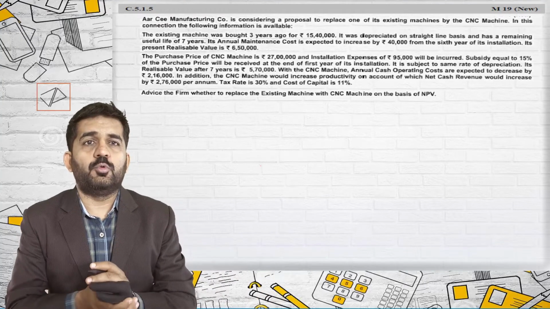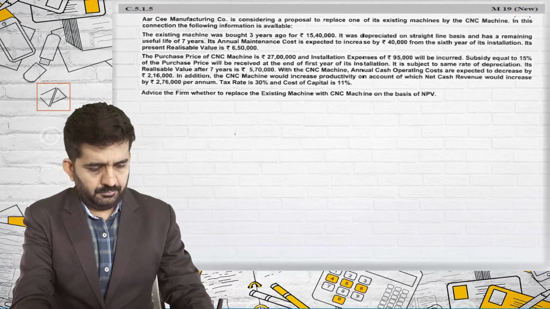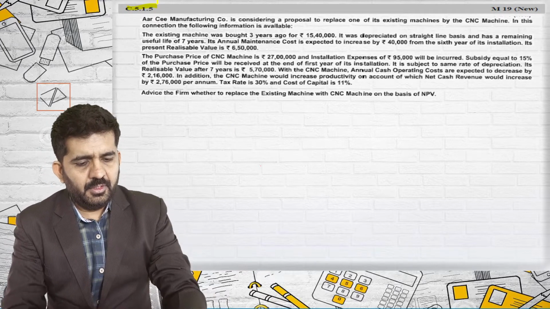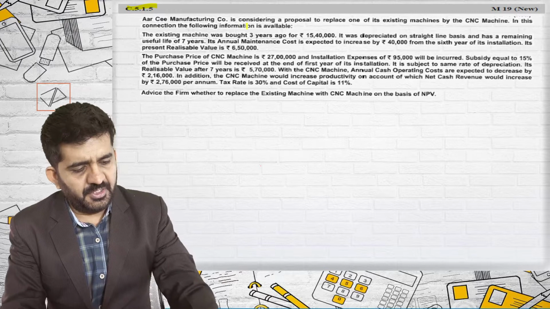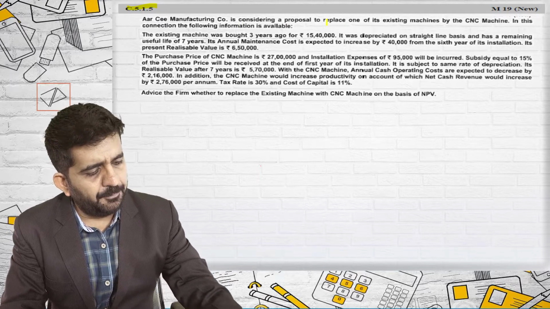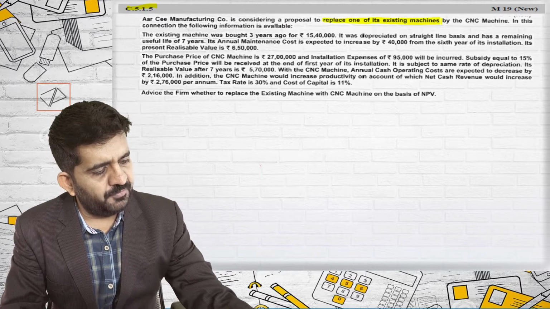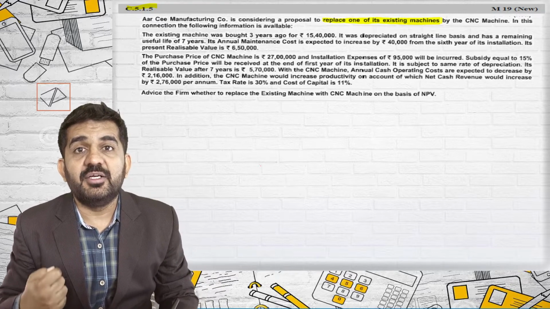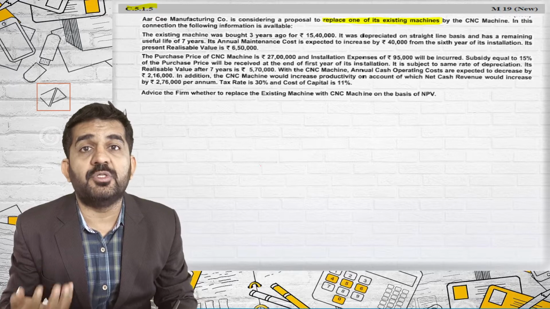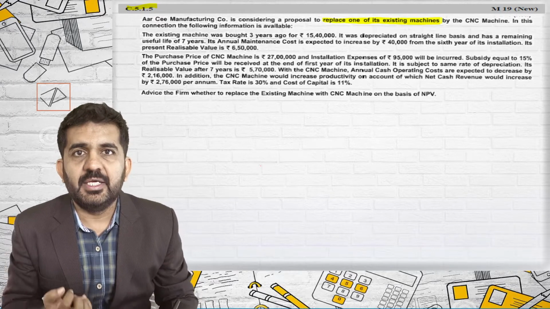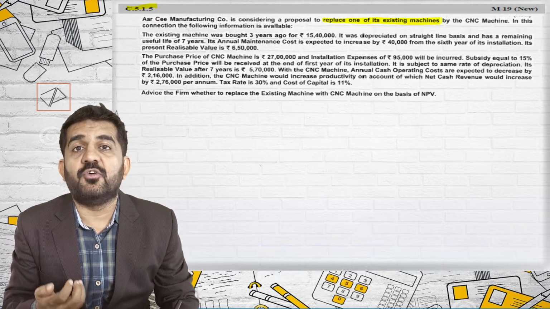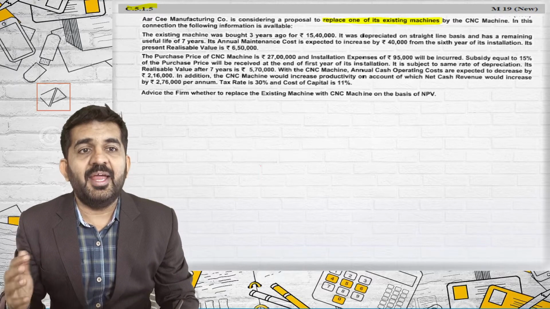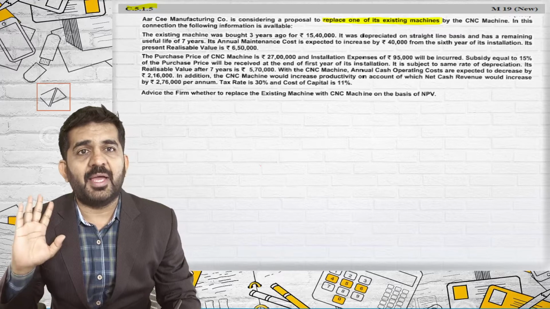Let us solve one more question of capital budgeting. 5.1.5. ASC Manufacturing Company is conducting a proposal to replace one of its existing machines. Now it will be an interesting point because the decision making is not purchasing of new machinery only. It is replacement of machinery. That is, I will be selling old and purchasing new if I am accepting the project.